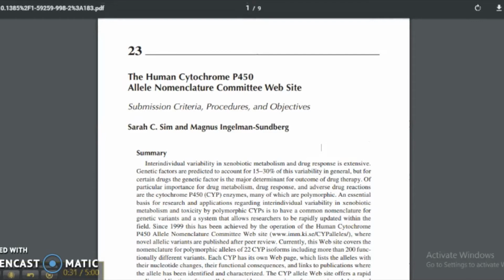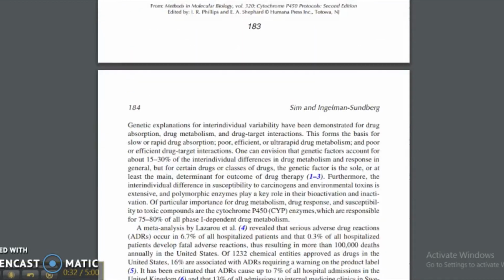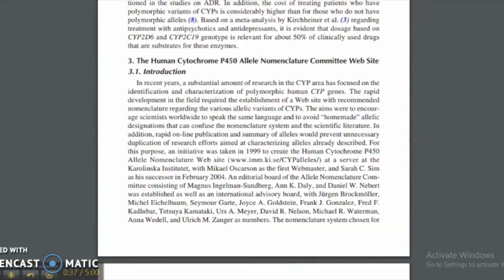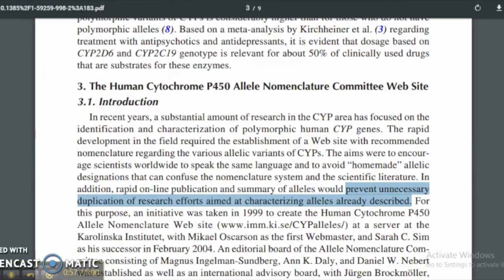At first, this website is created to encourage scientists worldwide to speak the same language and to offer common analytic definition. This is because it can compute the nomenclature system as an entity literature. Plus, there is online publication and family of allowance would feel that as necessary to the position of research of things and characterizing allowance of the described.